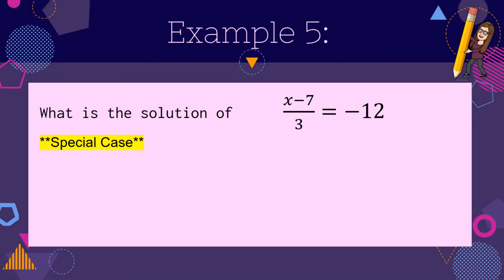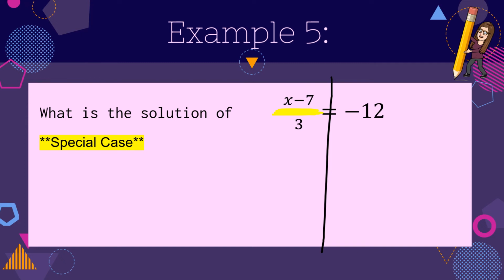Now, we have a special case here. This is the one time where we don't follow the steps in order. So we still draw a line down the equal sign. That's always the case. But if I try to add 7 first, look at how that 3 is in the way, right? When you have a big fraction bar like this, it's almost like overpowering the whole problem.